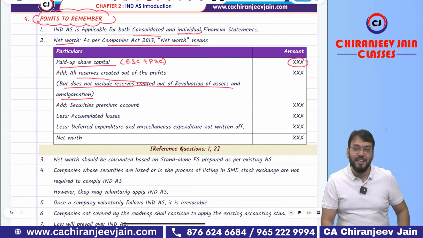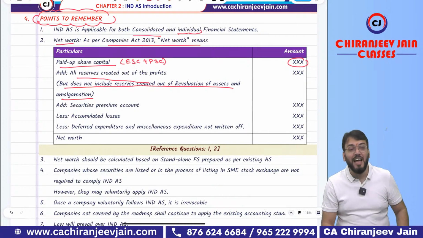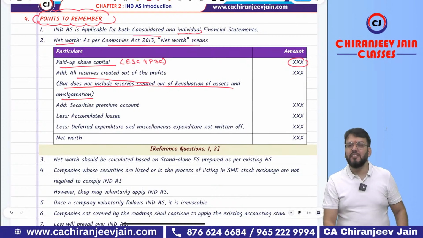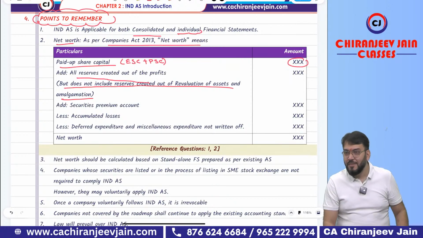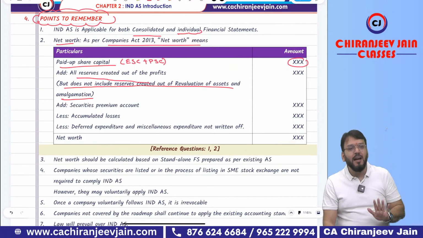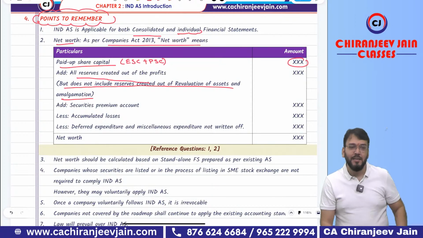Because of our Bakwas Companies Act. Our Companies Act says securities premium should be shown under the head reserve and surplus. But securities premium is nothing but amount received from owner. It is a part of capital only. I'll discuss securities premium in some more detail, but in the later part of the class.